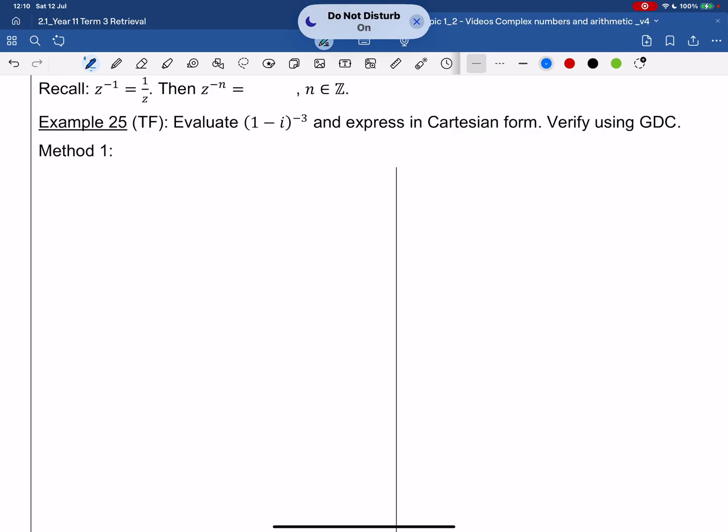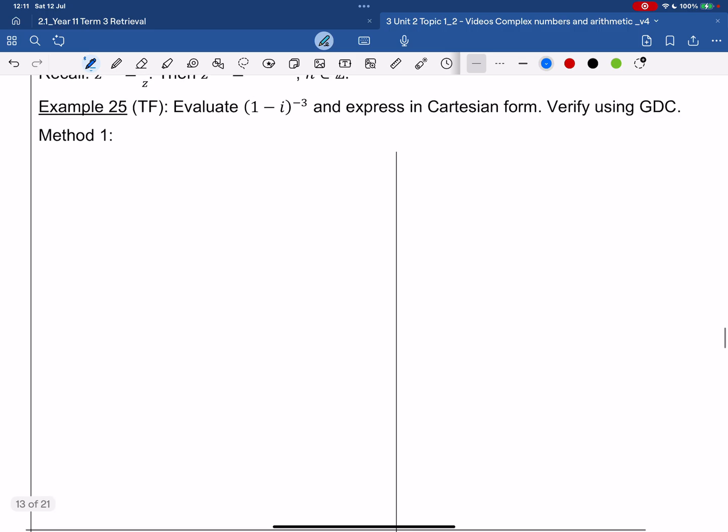All right. With this one, there are actually two ways we can do it. We can either first convert it to polar form and then use de Moivre's theorem to do the power, or we can expand it using Pascal's triangle, keeping it in Cartesian form, and then simplify that. So we're going to do both methods. The first method, we're going to use de Moivre's theorem.